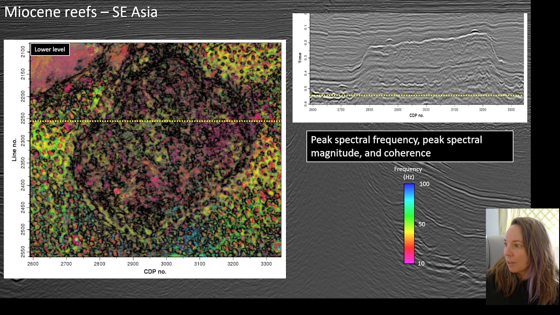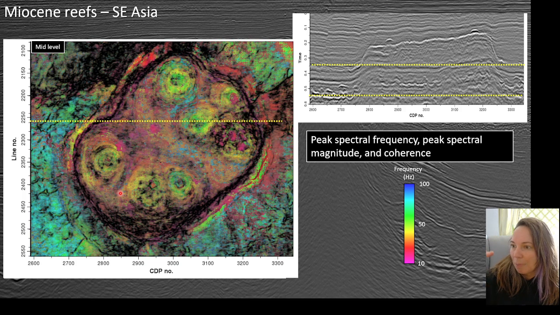And then here's another example. So now we've moved even further down. So we're down at this line at like 550 milliseconds or so. Instead of looking at the geometric attributes, now we've got peak spectral frequency, peak spectral magnitude, and coherence. So we're always keeping that coherence in there as the edge detector, but now we're also adding in frequency attributes. And so we can see areas where we have higher frequency, lower frequency, and again, these really highlight a lot of the variation within this reef.